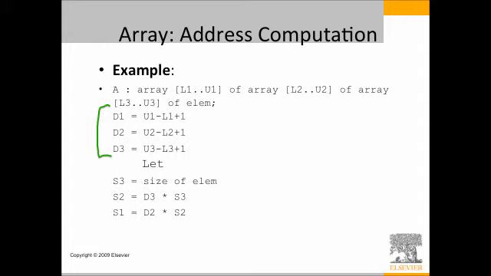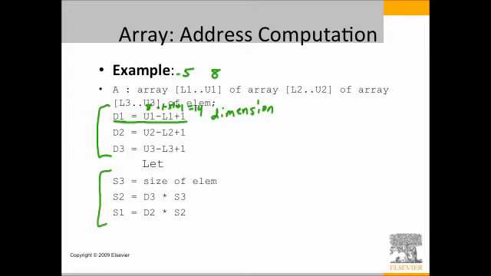So D stands for dimension here. So the number of elements in each dimension. So in the first dimension here, it's U1, upper bound 1, minus L1, lower bound 1, plus 1. So if this was, for example, minus 5, and this was 8, then we'd have 8 minus minus 5 plus 1, or 14 elements here. So that gives us our dimensions.